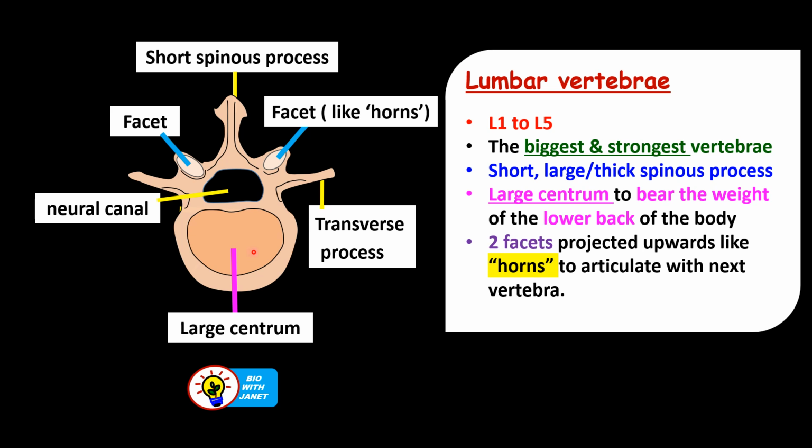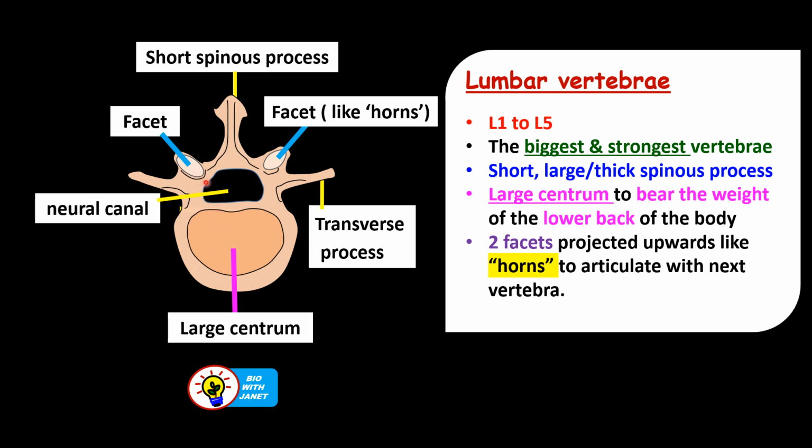Each lumbar vertebra has a large centrum to bear the weight of the lower back of the body. That means the lumbar vertebrae actually bear the weight of the body that's above it, which is quite a lot of weight, right? So it has this large centrum to support the weight of the body. The centrum is the largest of the 3 types of vertebrae discussed so far.